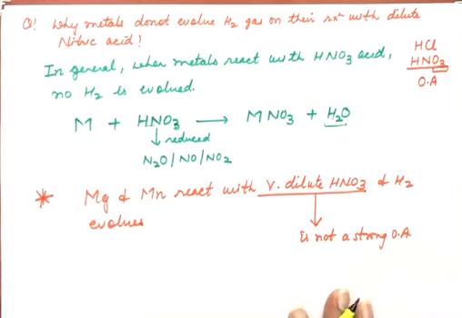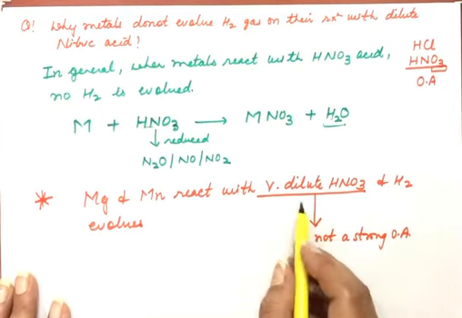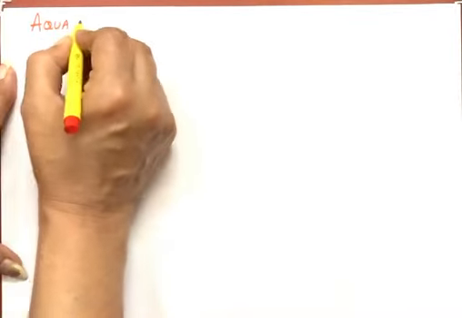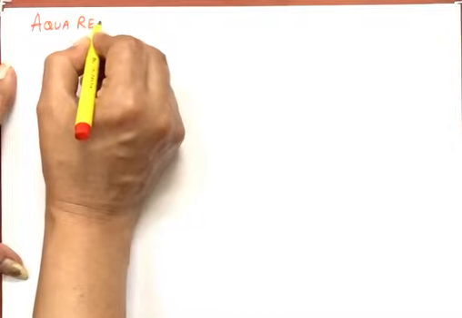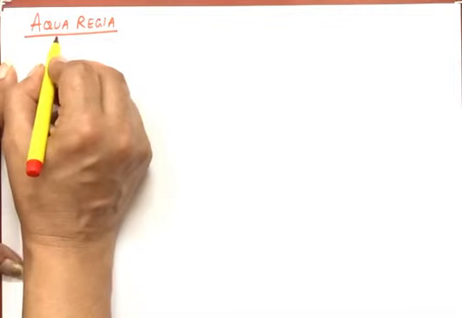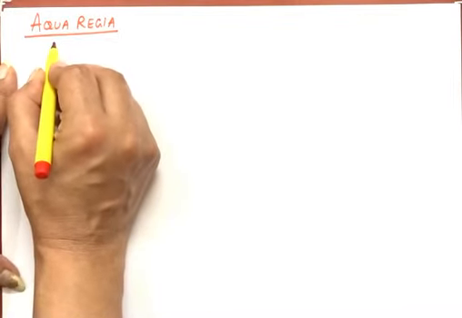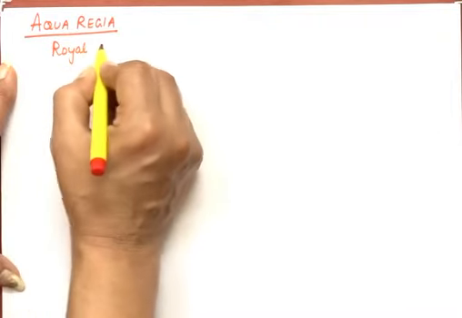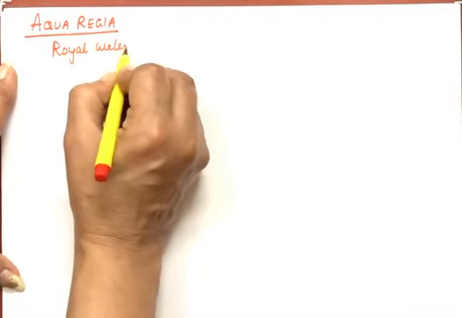So that is why these metals are able to react with very dilute nitric acid. So this is about the third chemical property of the metals. We have one term after this, that is aqua regia. What is aqua regia? This is actually acid only. It's taken from a Latin word. In Latin, aqua regia means royal water.